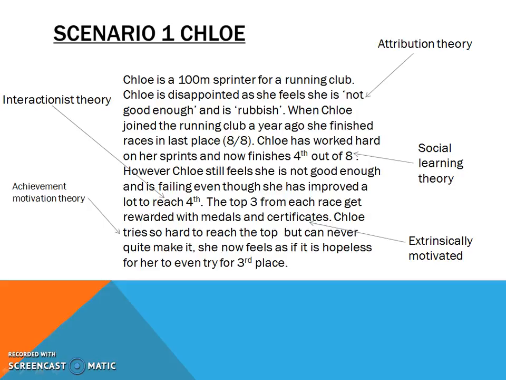You could also link social learning theory to Chloe, as when she's in a race and she finishes fourth, she's motivated more to get third, as when she's in a race when she finishes sixth or seventh, she doesn't feel motivated to get third. This is because she's a lot closer when she's fourth than when she's sixth or seventh. She feels unmotivated. So that is how Chloe links to the motivation theories.